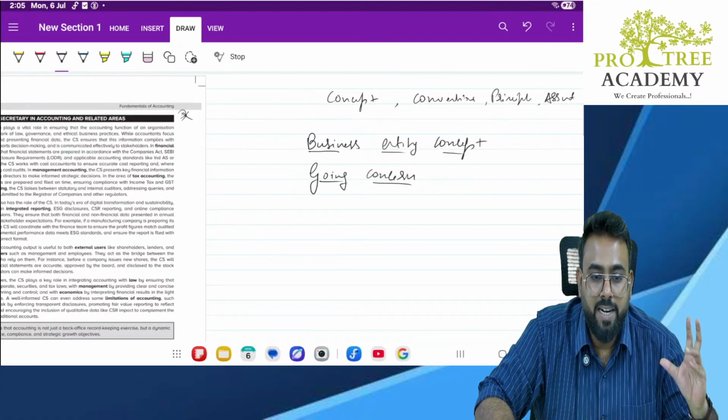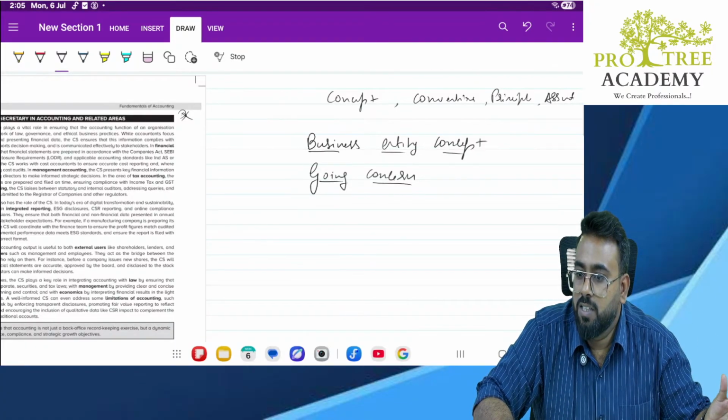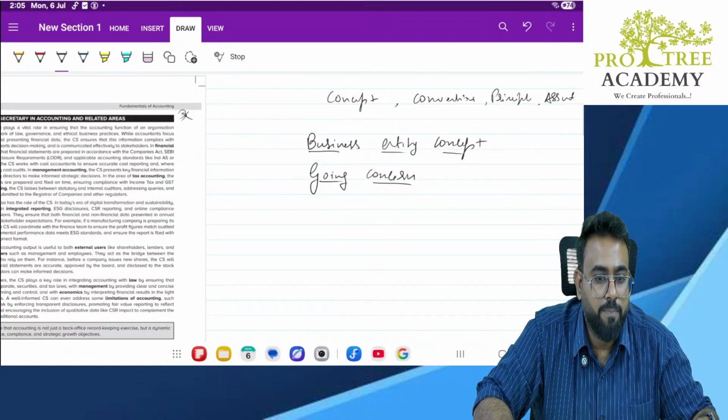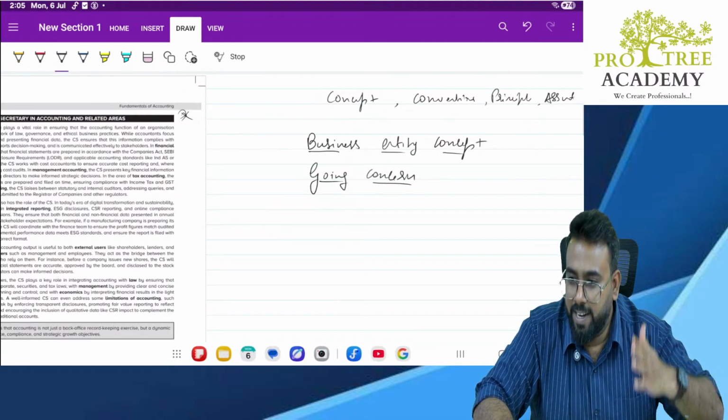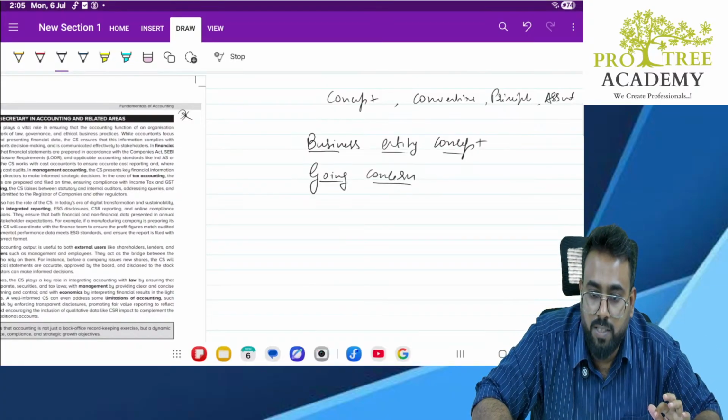So Dhirubhai Ambani started in a very small trading business. Slowly it went to petroleum, crude oil. Then slowly Ambani took over. They again diversified the business. Yes or no?